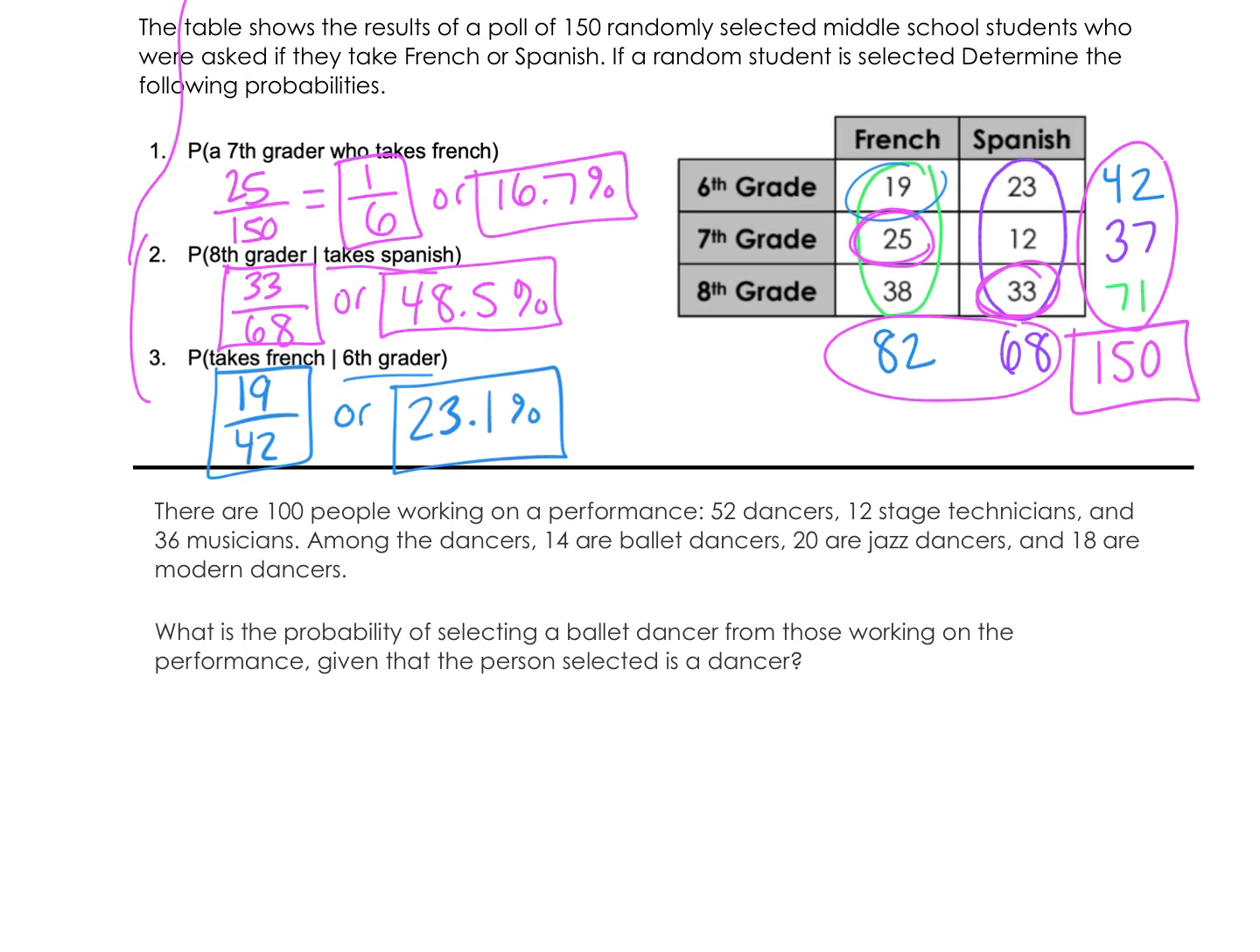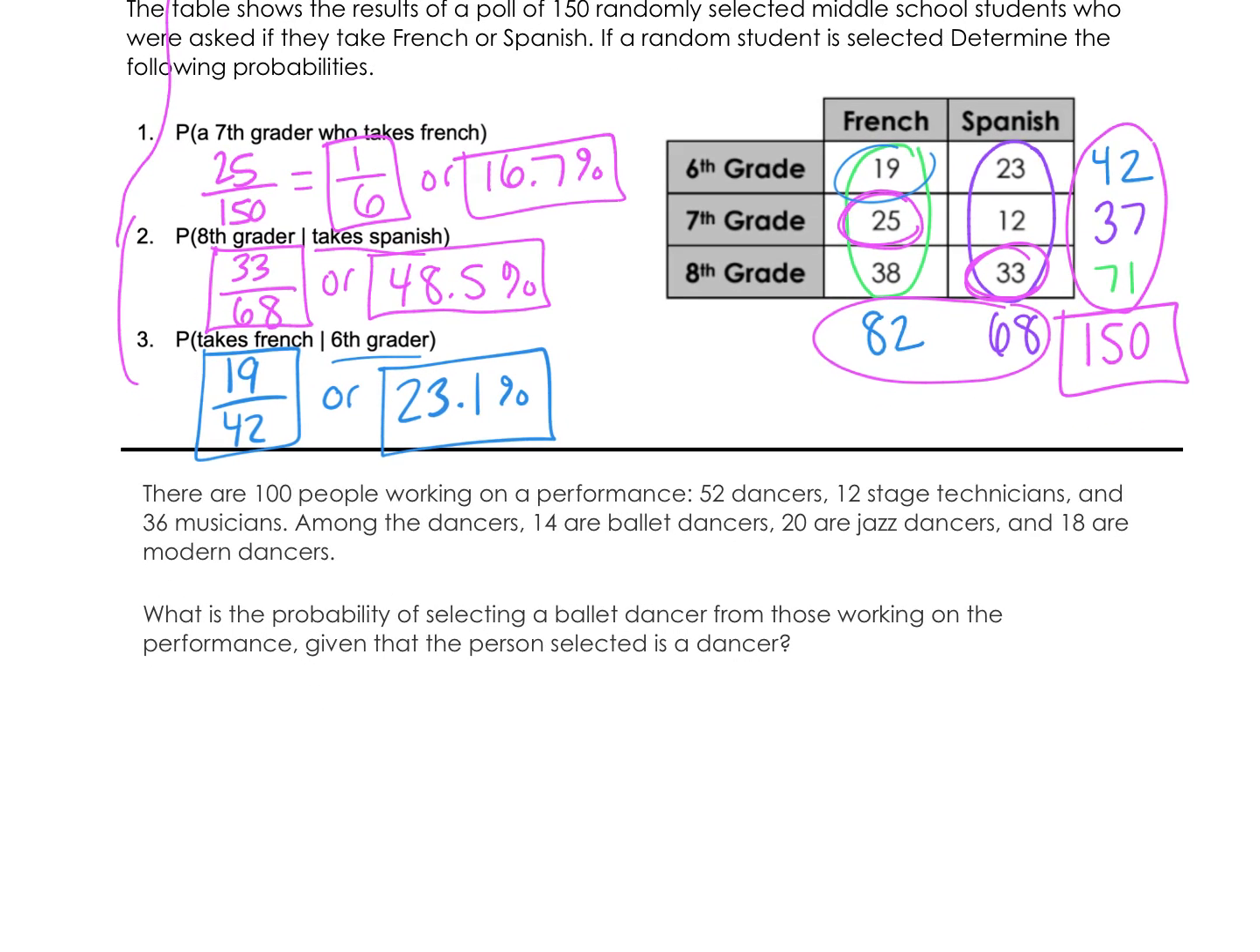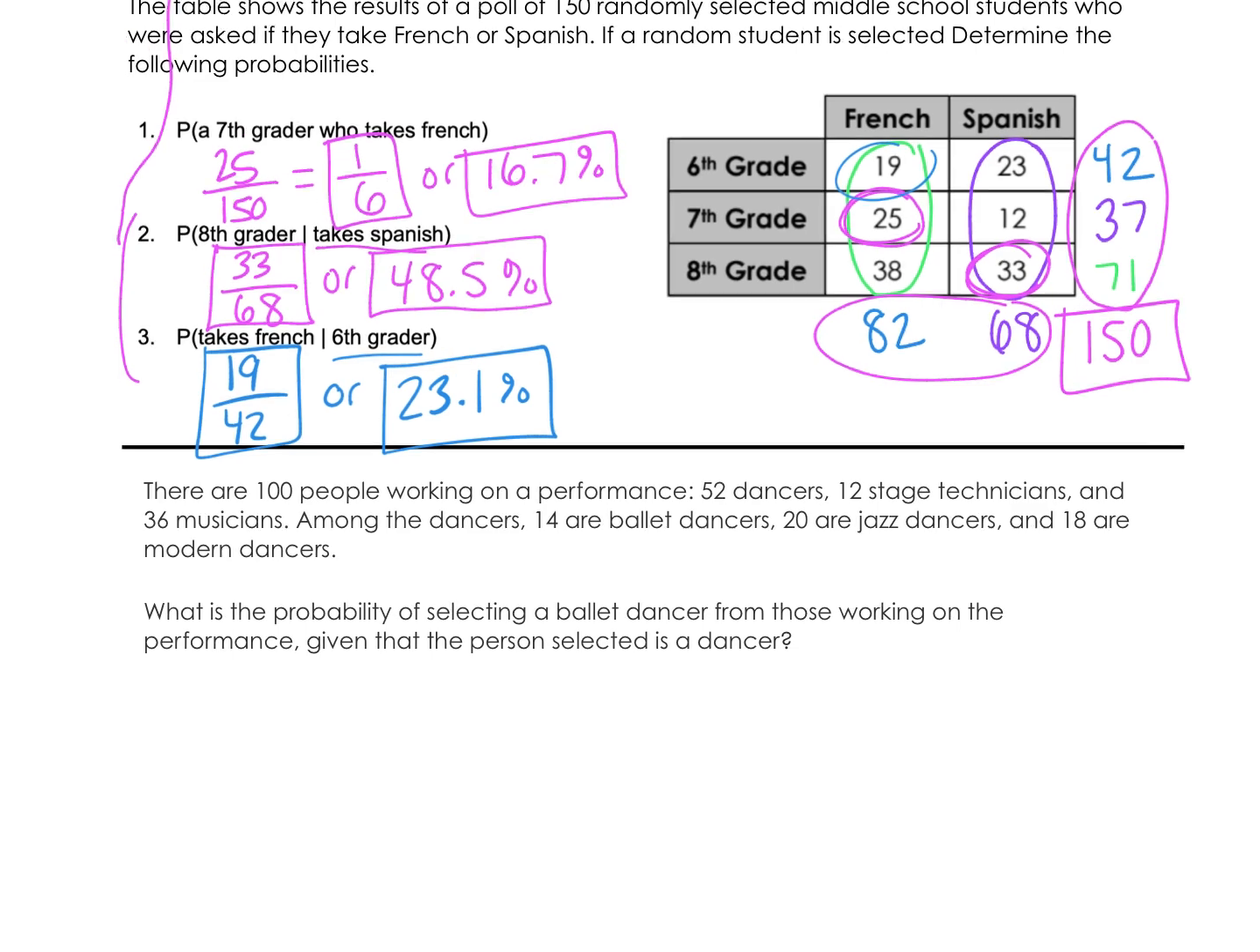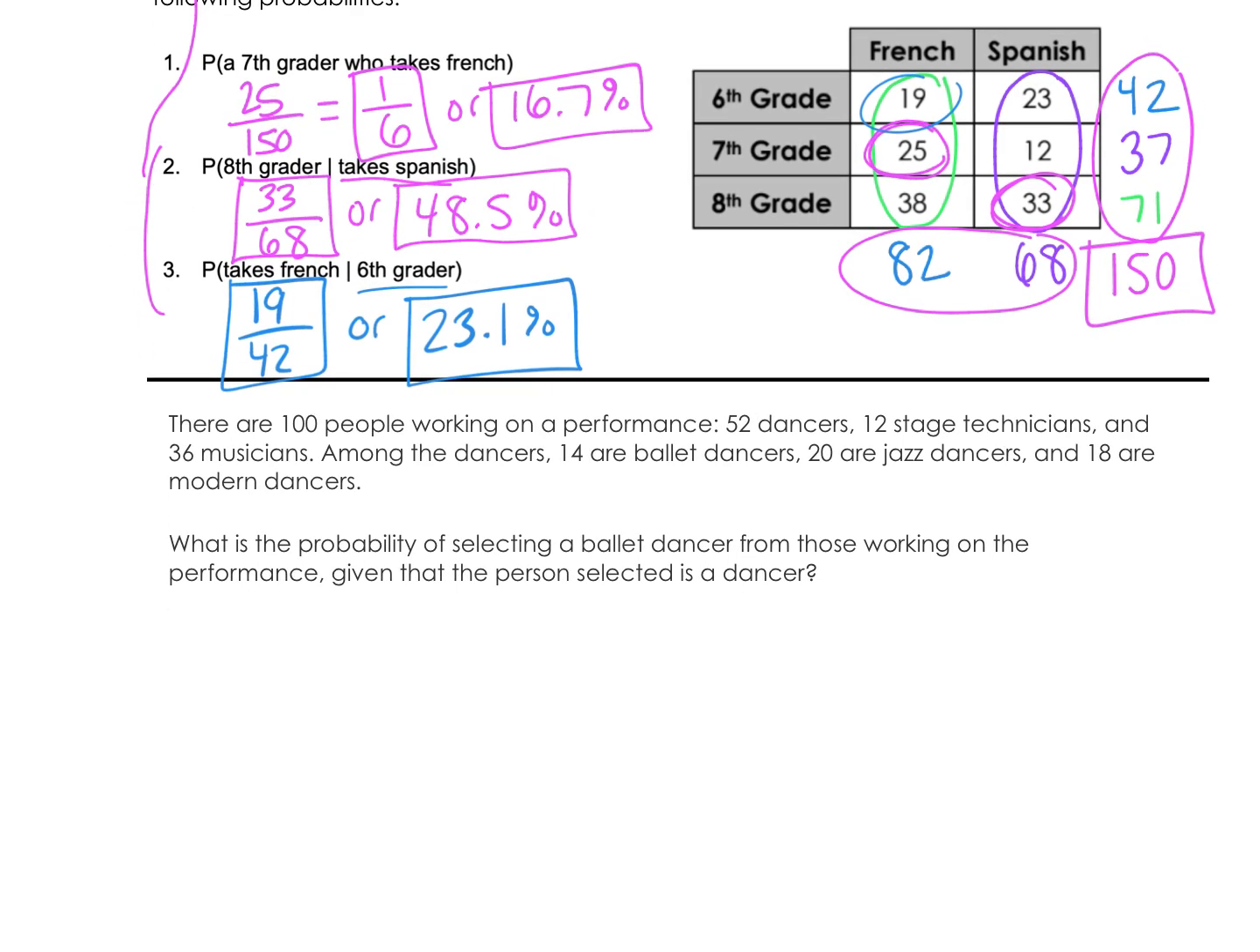And then just one more example here. This says there are 100 people working on a performance. There's 52 dancers, 12 stage technicians, and 36 musicians. Among the dancers, 14 are ballet dancers, 20 are jazz dancers, and 18 are modern dancers. And then we're asked for a probability here. It says, what is the probability of selecting a ballet dancer from those working on the performance, given that the person selected is a dancer?